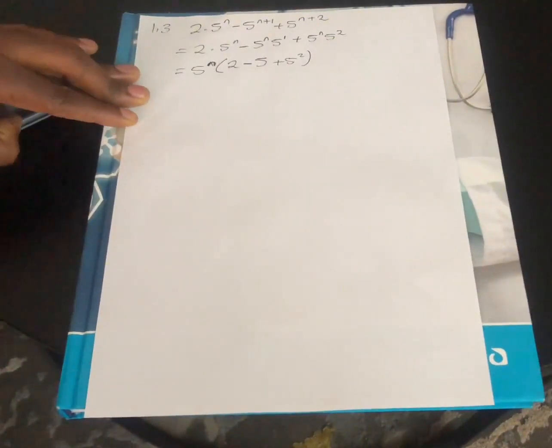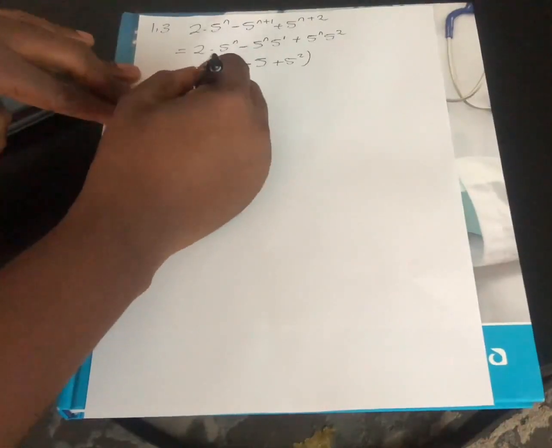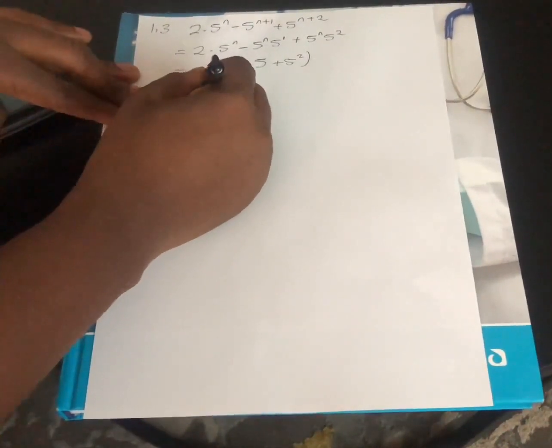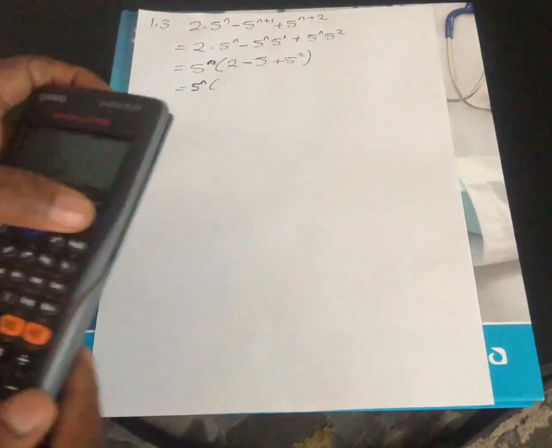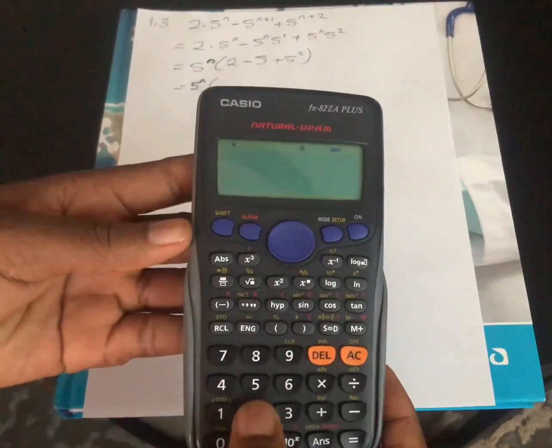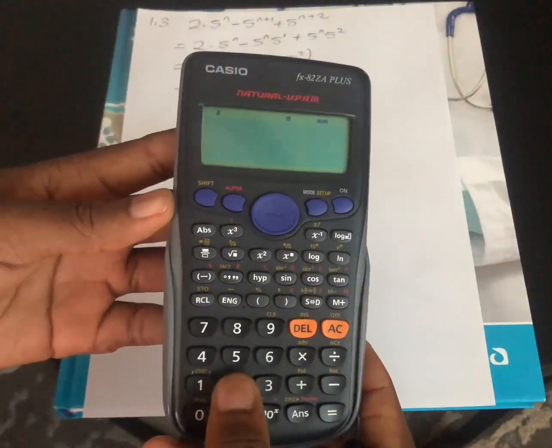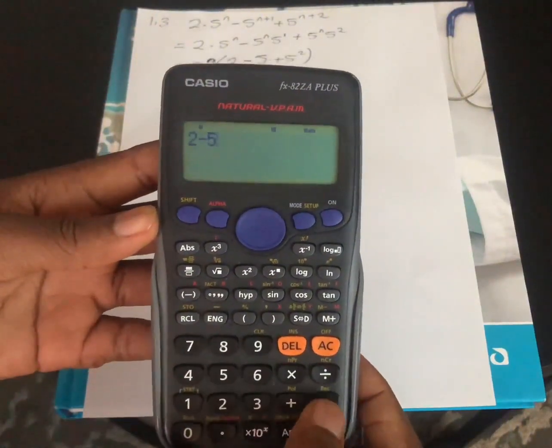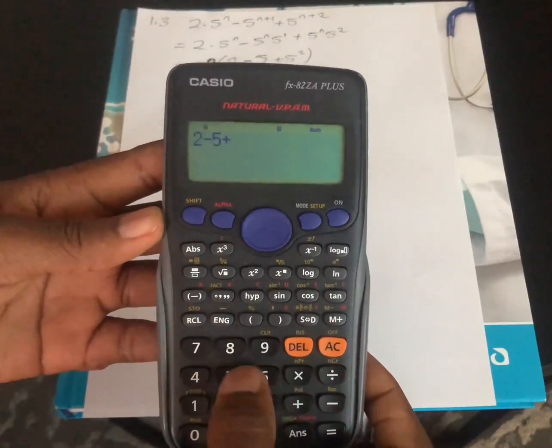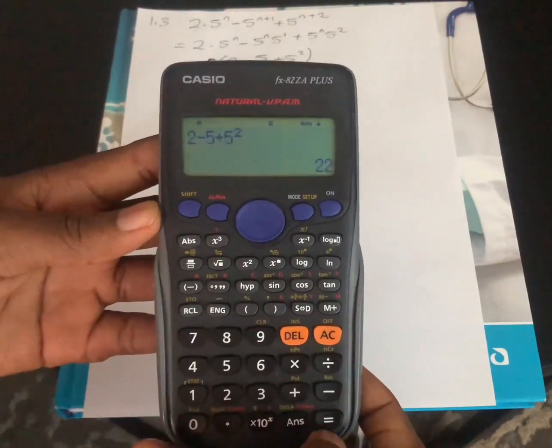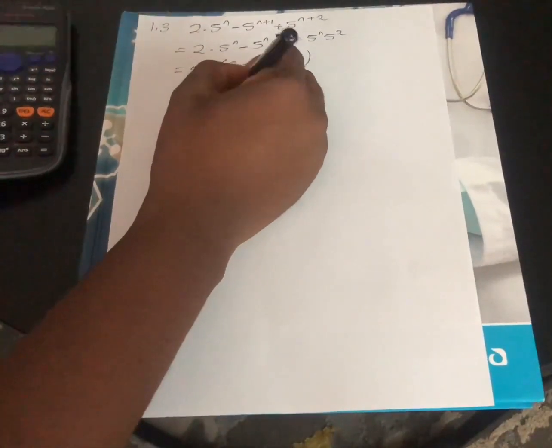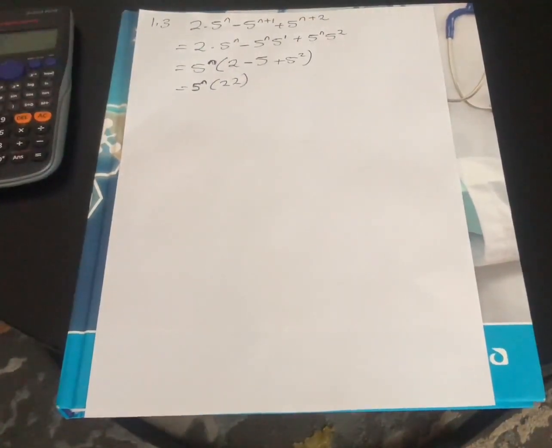Then from here, you deal with what is inside the brackets using a calculator. Inside the brackets we have 2 minus 5 plus 5 to the power 2. The answer is 22. So this is how you're supposed to deal with that.